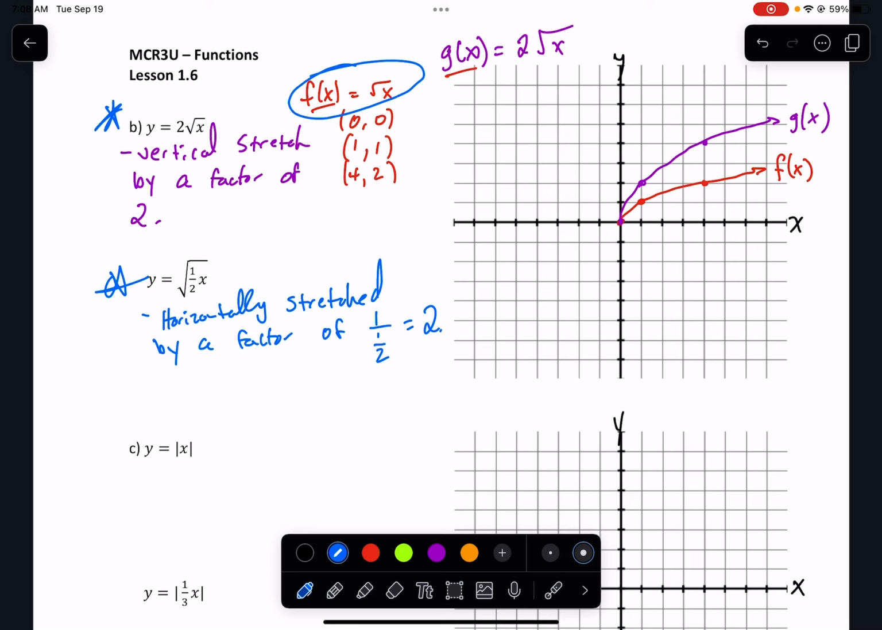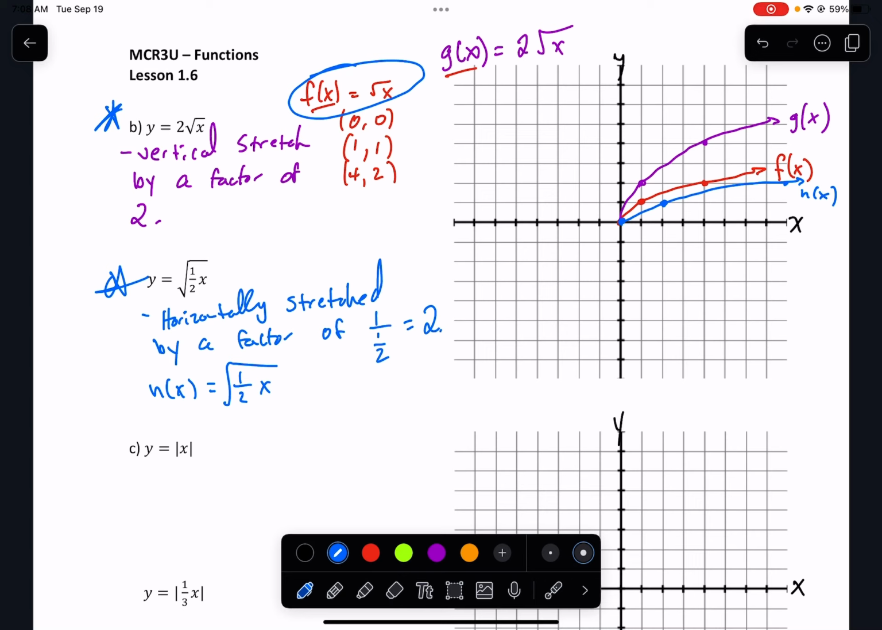Okay, so we're going to horizontally stretch that red graph. So if we're 1 x unit away from the y-axis, then it's going to go to 2. And if we're 4 away here, it's going to go to 8. And 0 is going to stay at 0. So we get that graph now. So that's h of x, where h of x is equal to the square root of 1/2 x.